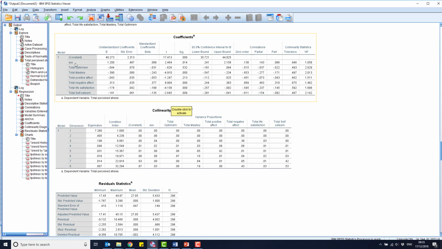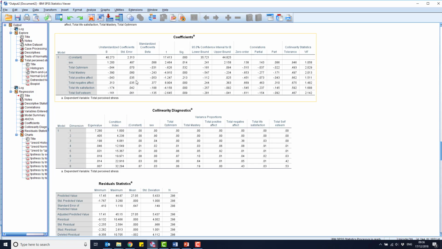But I will look at the sex variable. We know that females were coded as 1 and males were coded as 0. So what we can see here is there is a significant difference between males and females on perceived stress. That's a positive number, so anything that was coded as 1, which was females, scores higher than anything coded as 0. So females have higher perceived stress scores than males. In fact, they have 1.2 points higher on the perceived stress scale score compared to males.